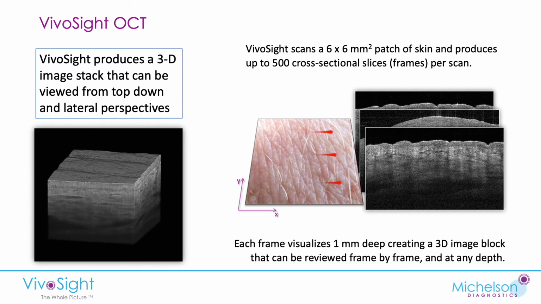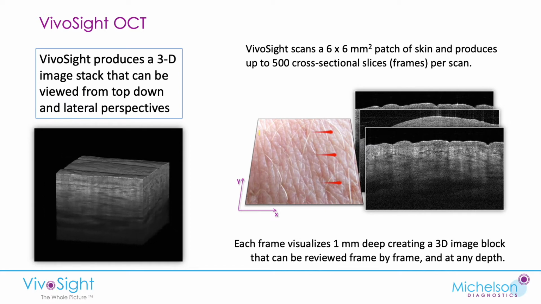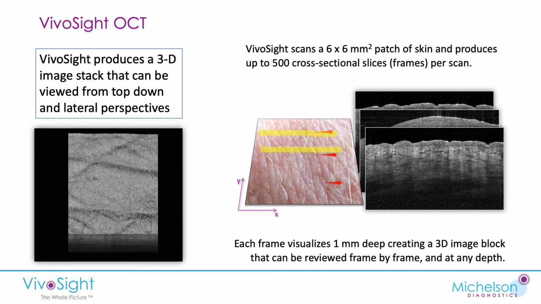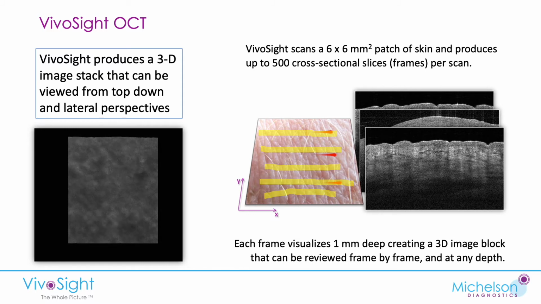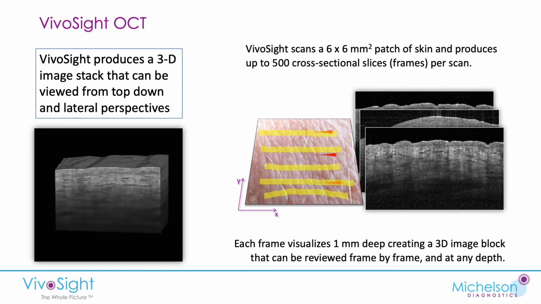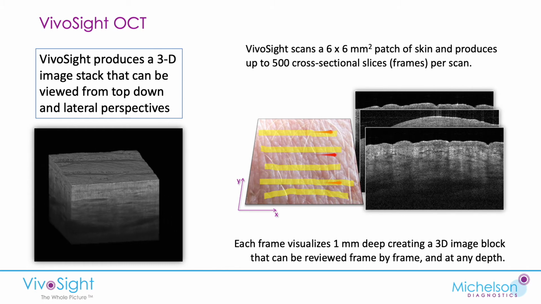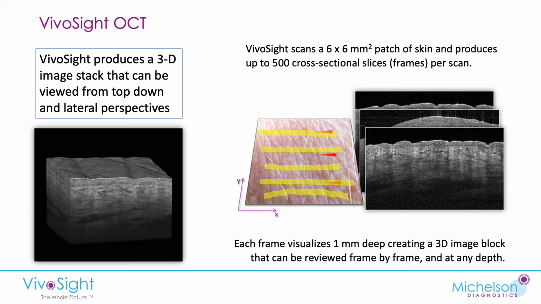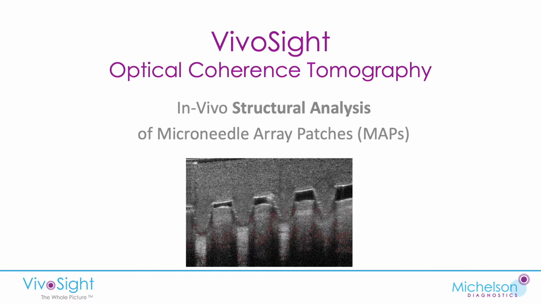The VivoSight OCT probe rapidly scans a patch of skin 6mm by 6mm, capturing OCT images as it goes. In this way, it builds up a 3D image stack of OCT data which can be viewed in any direction you wish at a later date. Great, so that's how OCT works.